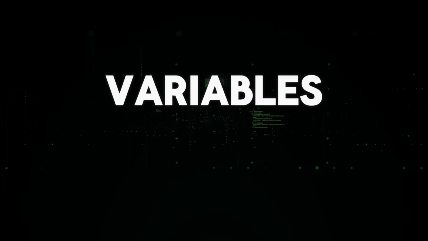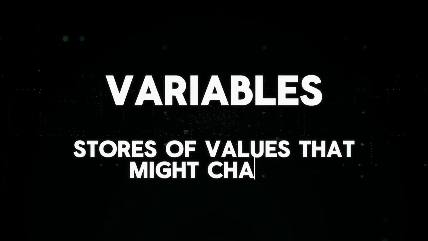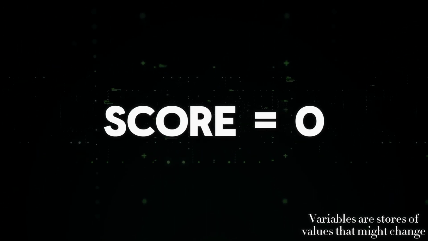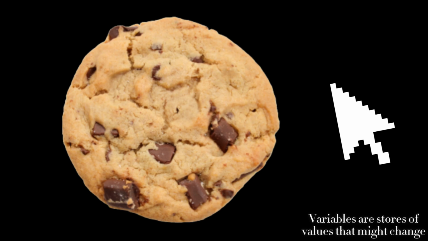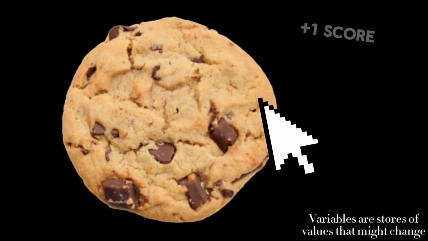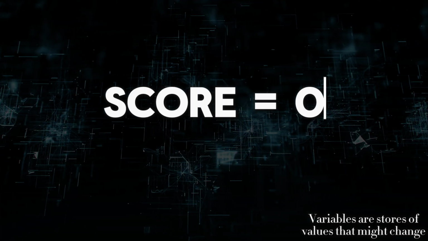First and most basic are variables. Variables are just stores of values that might change. For example, a score variable might be used to keep track of a player's score in a game. We might have to increment the score at points throughout the game, and then we can change the value stored in this variable, maybe by adding 1 to the score.